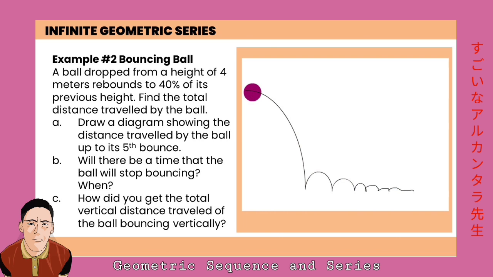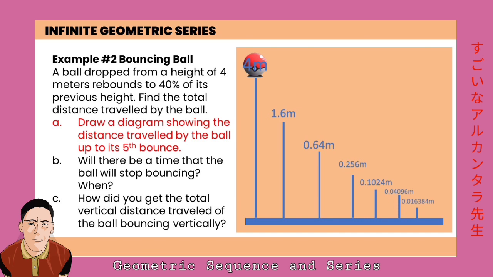Here we have Pichu and the Pokeball, for example. So we start at 4 meters when the Pokeball dropped. That's our start. Now, in order for us to draw a diagram or a table showing the distance traveled, how do we get it? Use our common ratio.